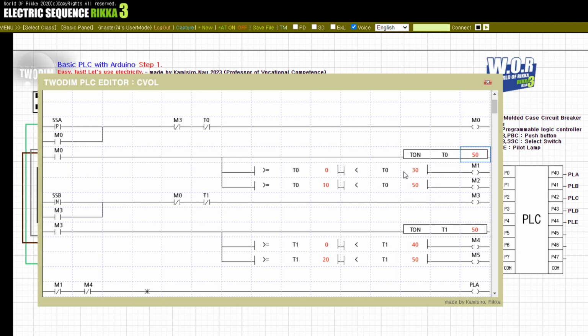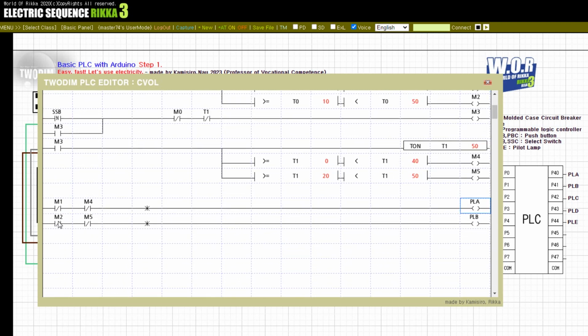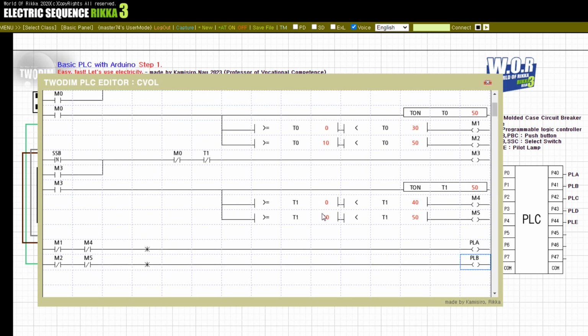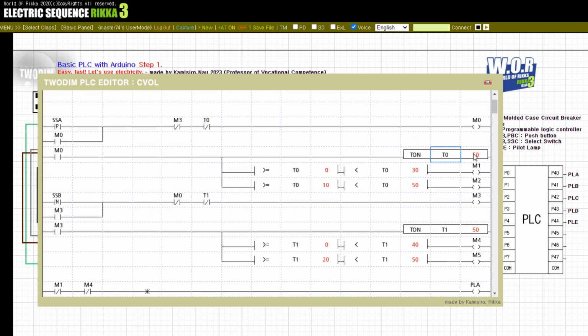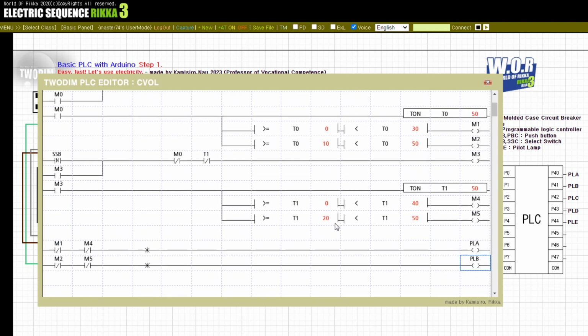Below that is connected the internal relay M1 for the timer up to 3 seconds and the internal relay M2 for the duration of 1 to 5 seconds. Internal relay M1 is connected to lamp PLA and internal relay M2 is connected to lamp PLB. When the timer T0 reaches 5 seconds, the A contact of T0 is activated, and at this time, the self-maintenance state by SSA is cancelled. Therefore, all lamps PLA and PLB connected to M1 and M2 turn off.